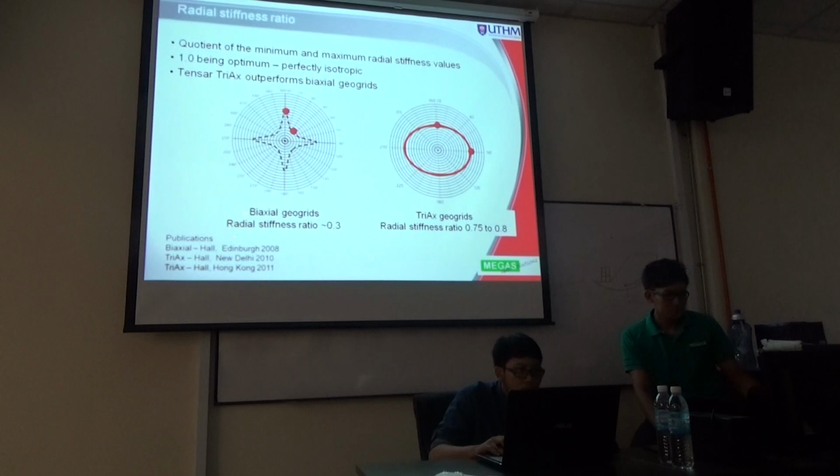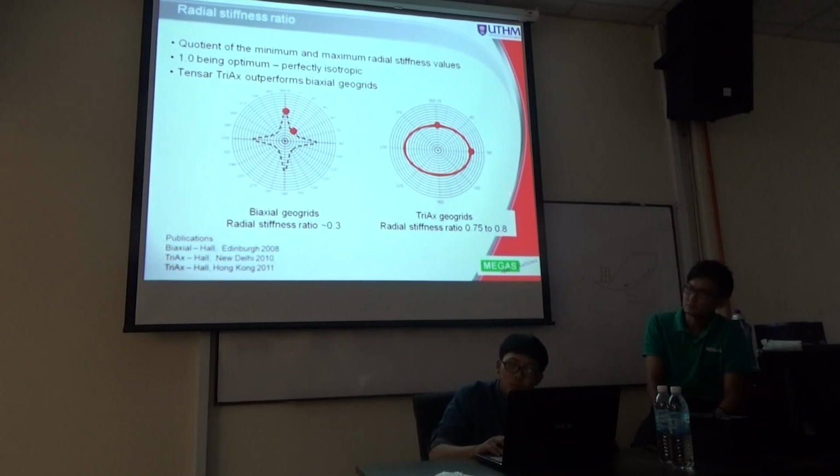The radial stiffness ratio between this point and this point is about 0.3, so there's a difference. And the radial stiffness ratio between this point and this point, or maybe this point, is about 0.75 to 0.8. When it's close to 1, that means it is a perfect circle. So this is almost there.